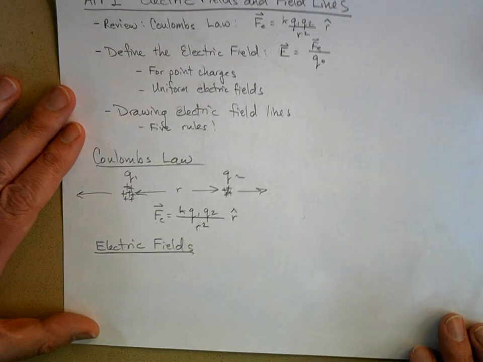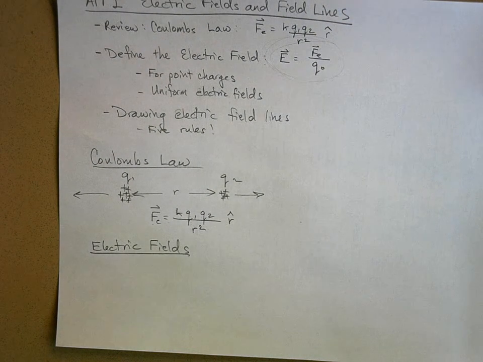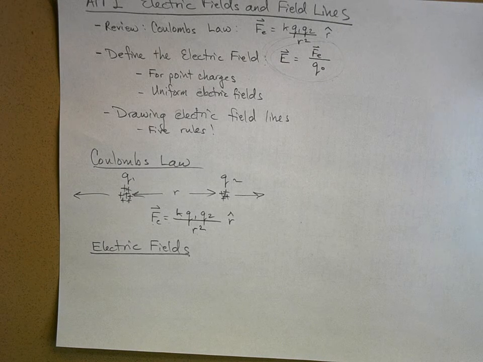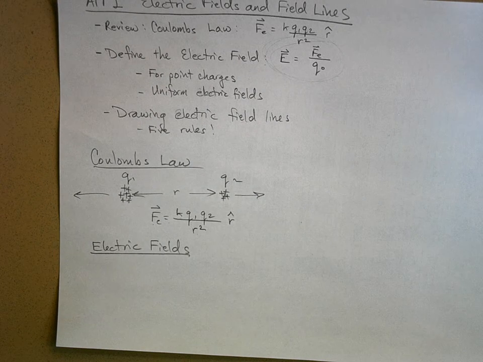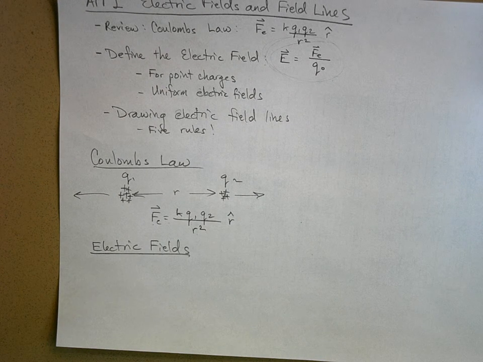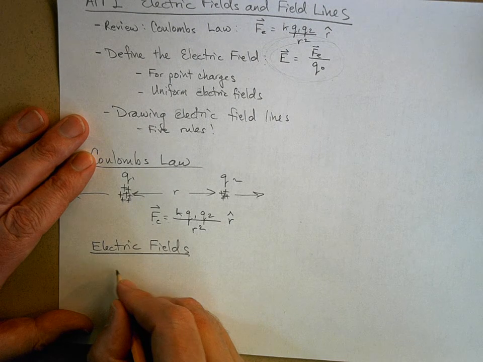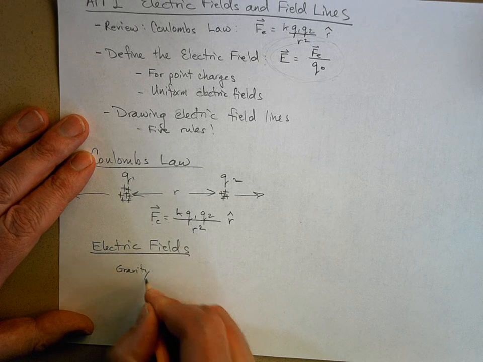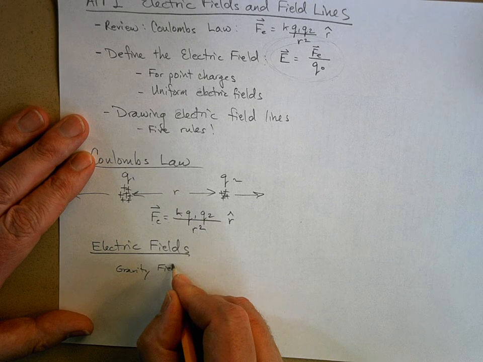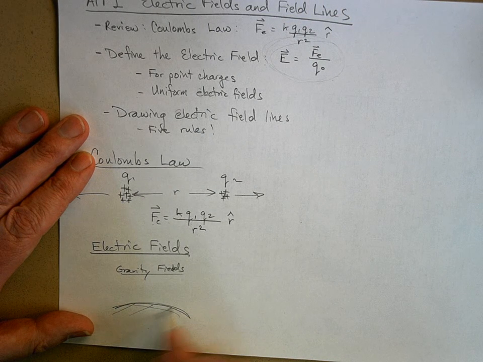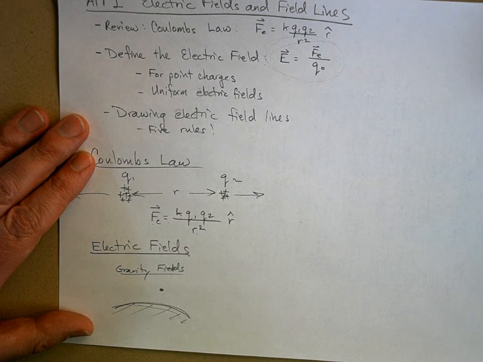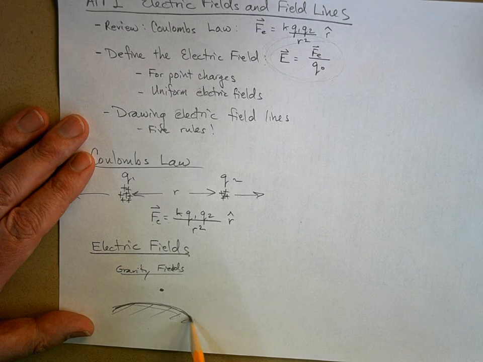Now, what is a field? A field, or a force field especially, is a region of space where if you are in that space and you have a certain characteristic, you're going to feel a force. For example, gravity fields. Let's talk about gravity fields for a second. So here's the surface of a planet. It could be Earth or whatever. And here's a satellite or a meteor or something out there, some massive object.